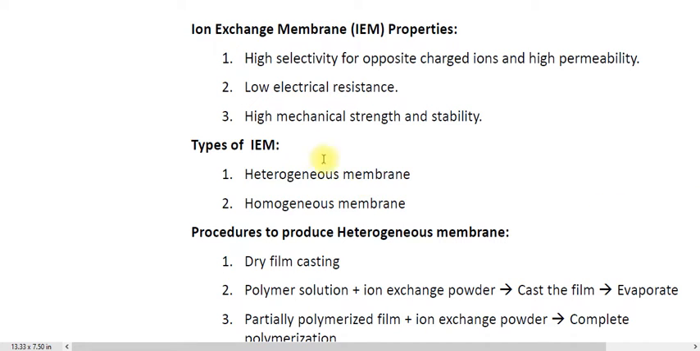So it should have higher selectivity for the opposite charged ion, and it should have higher permeability also. If, suppose, you want to pass the Na positive ion, which has a large size, it should be highly permeable also, and it should have higher mechanical strength and stability. Stability means physical stability as well as chemical stability. It should not react with different types of solutions, salts or acids. So these are the requirements of ion exchange membranes.